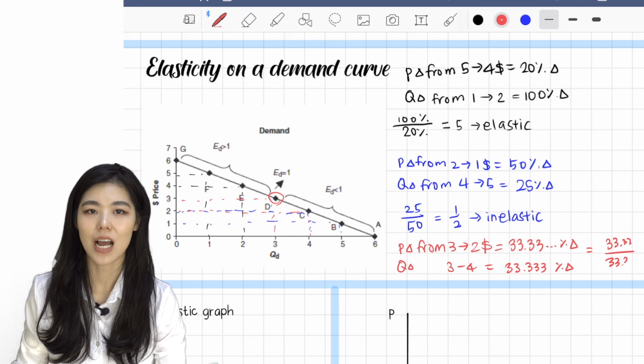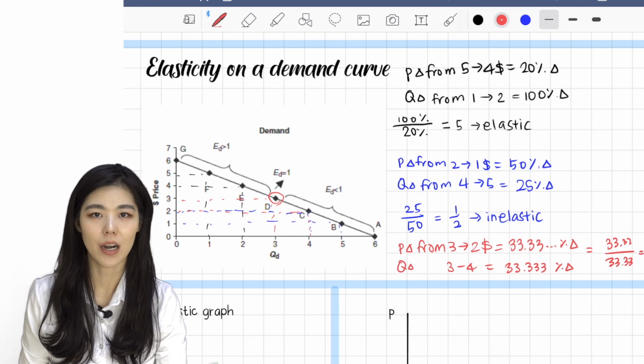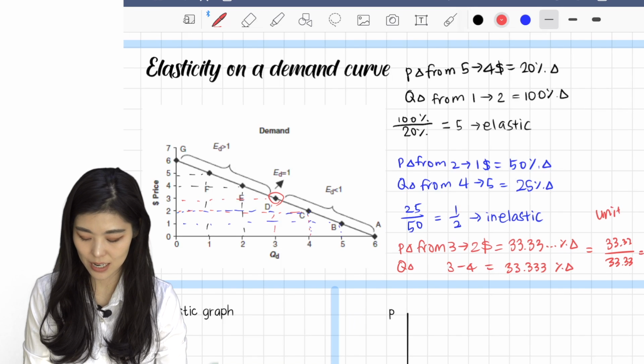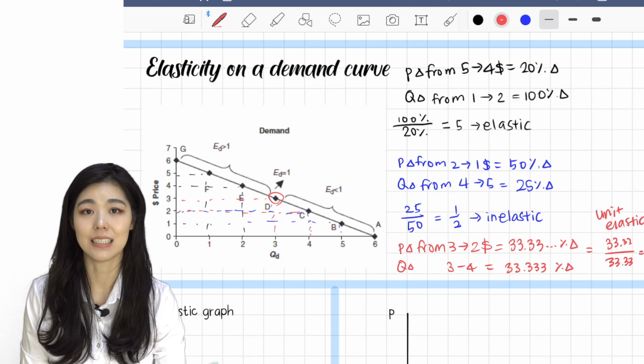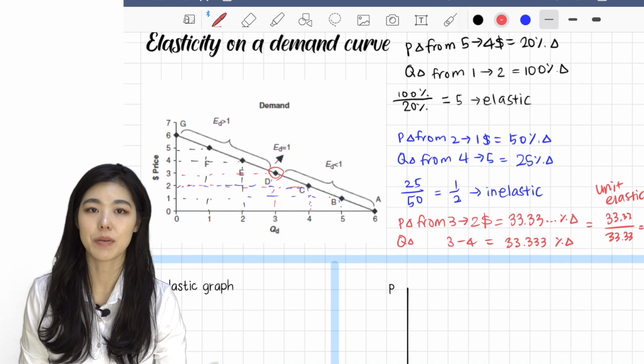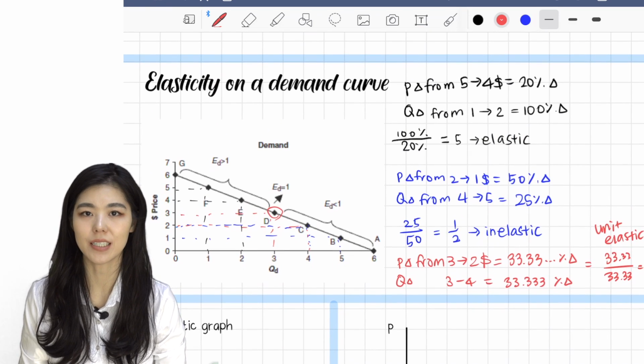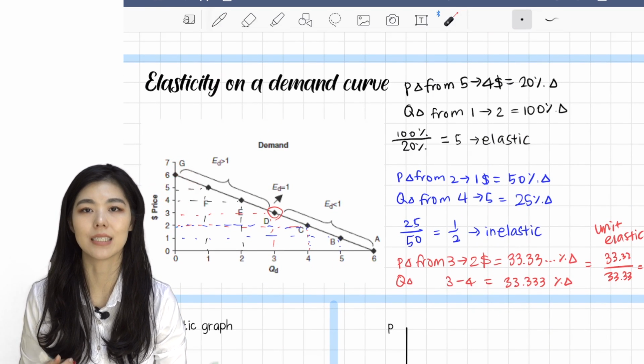So if the question asks you whether this upper part of the demand curve is elastic or inelastic, you have to say this upper part is elastic. It's elastic because the more expensive the good is, the more sensitive to price you will be.